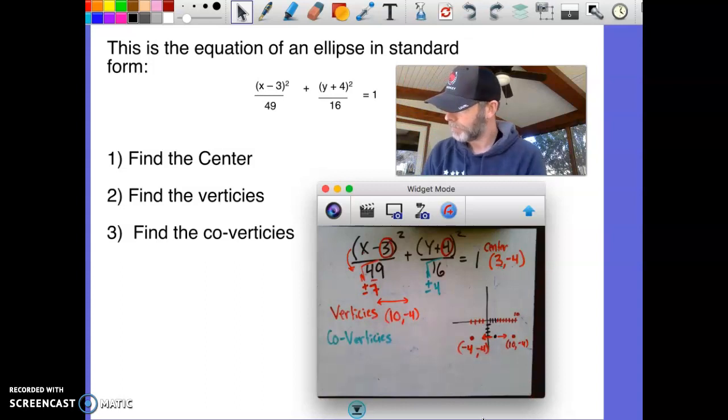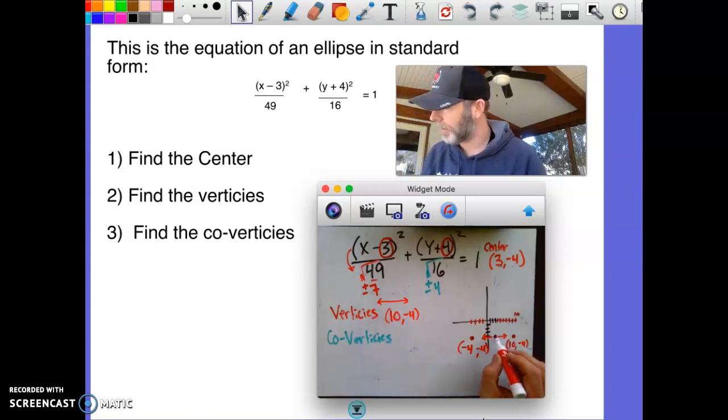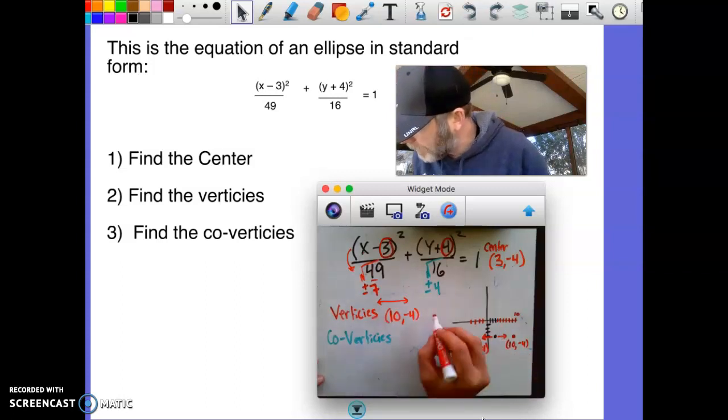I don't know why I don't like that. Got it. No, I love it. Everything's good because this is at 3, my bad. This is at 3, and 3 minus 7 is minus 4. Okay, so there's my vertices.